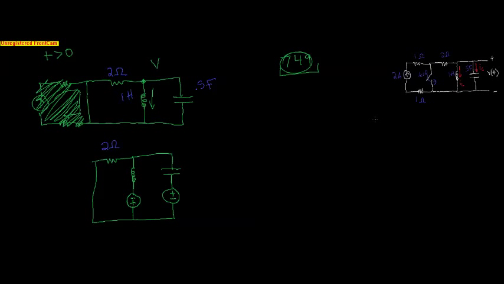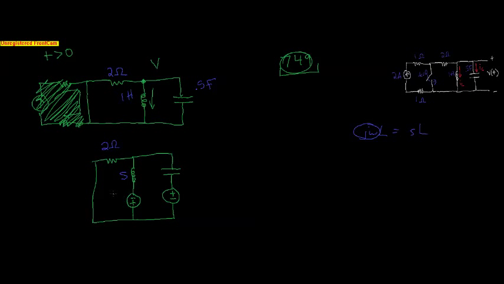Alright, so in terms of omega, we have jωL. This will just be equal to sL. So s basically just equals jω, and that's it, it's just shorthand. L is 1, so 1 times s is just s.